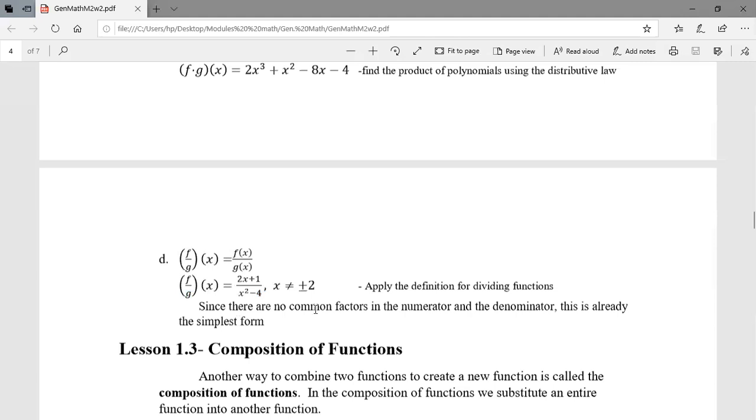So since there are no common factors in the numerator and denominator, this is already the simplest form. So muna nato ang final answer, which is 2x plus 1 over x squared minus 4. Di naman nato na ma-factor. Di naman ta maka-cancel ana. So kung maka-cancel pa ta ana, mapangitaan pa nato siya simplest form.